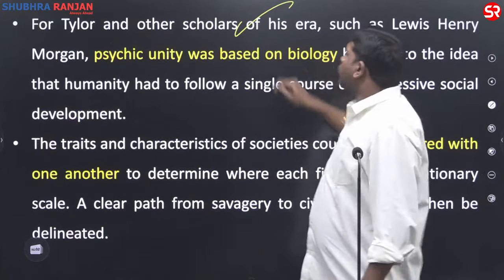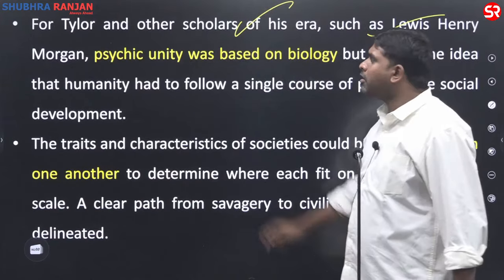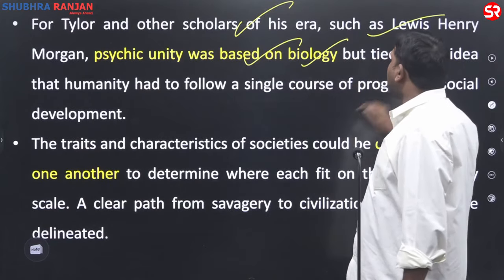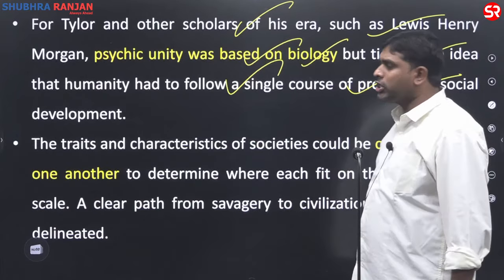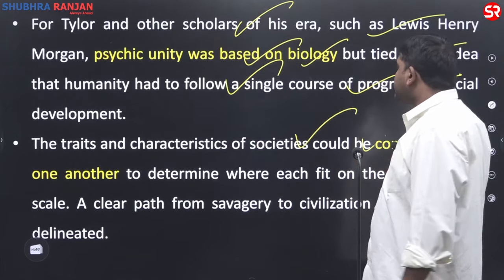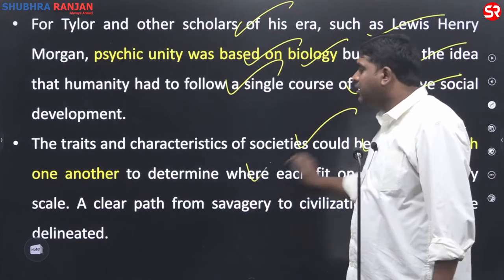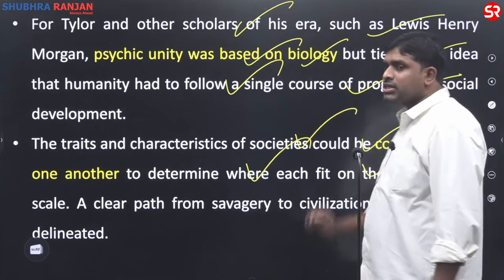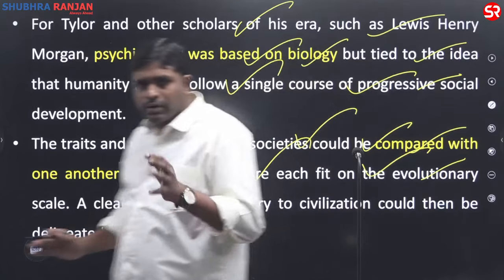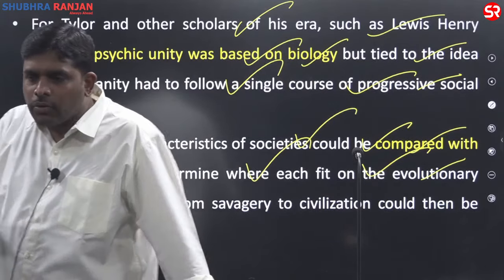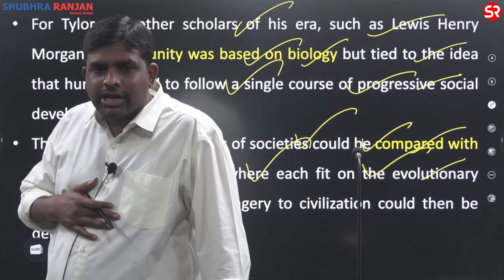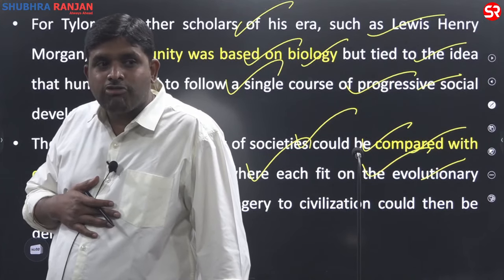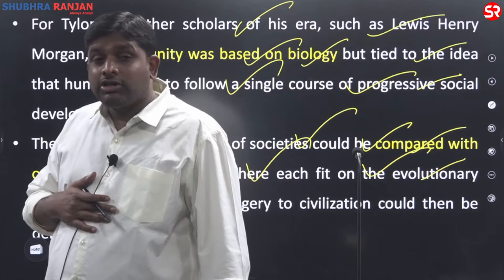But Tylor and other scholars of his era, such as Lewis Henry Morgan, held that psychic unity was based on biology, tied to the idea that humanity had to follow a single course of progressive social development. The traits and character of societies would be compared with one another to determine where each fit on the evolutionary scale. So now, both understood that there is psychic unity of mankind because of which man evolved. Then how did man evolve? Another question came.